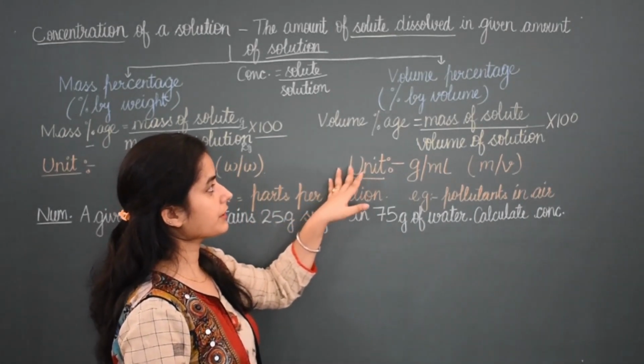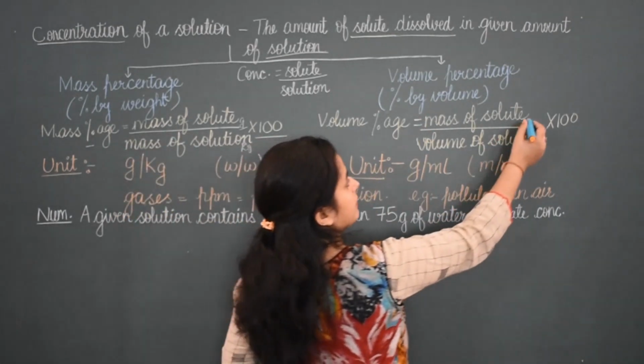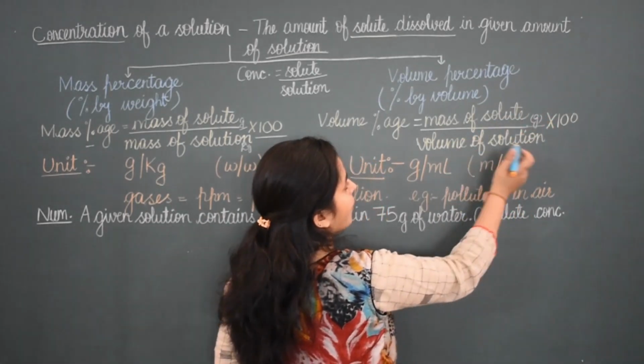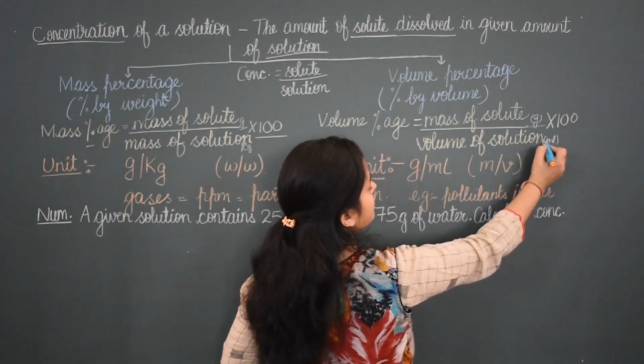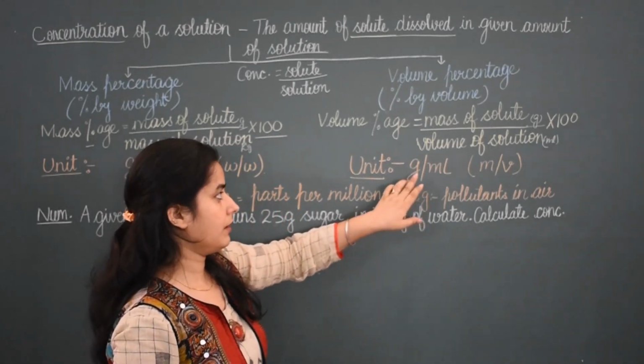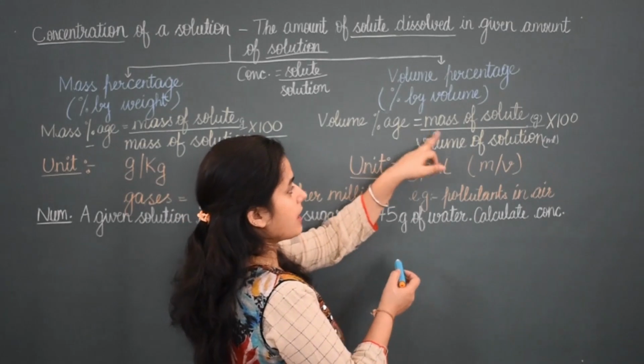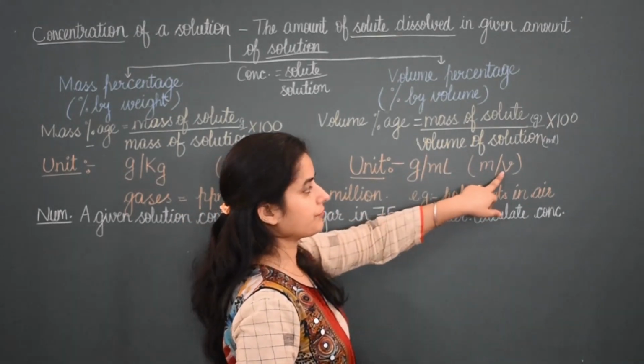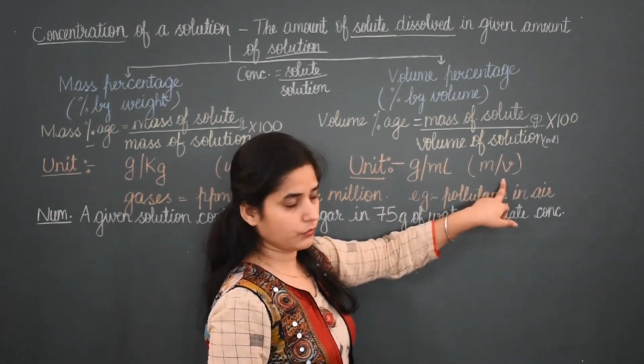Its unit: mass is taken in grams, volume is taken in milliliters. So it becomes gram per ml, and this is mass m and volume v, so it is m by v.